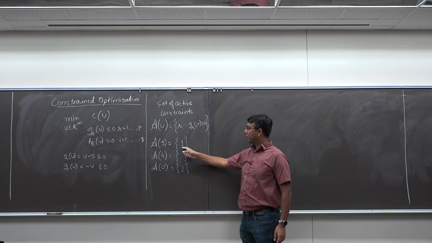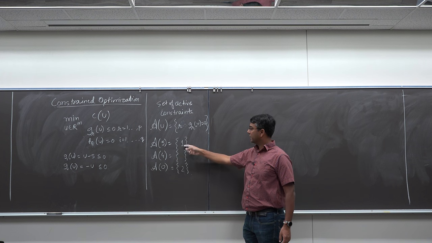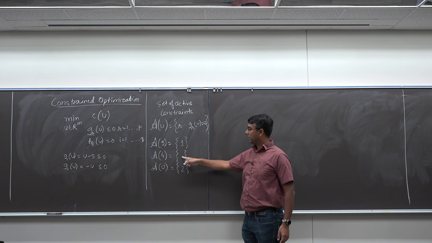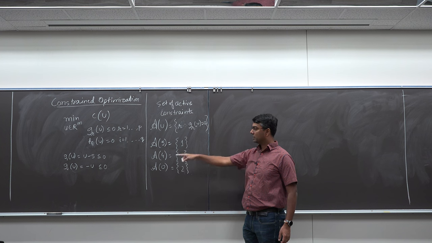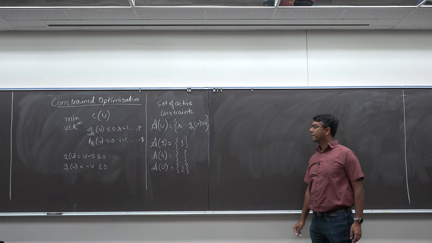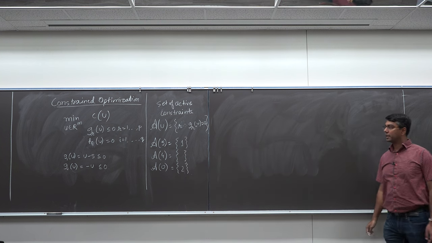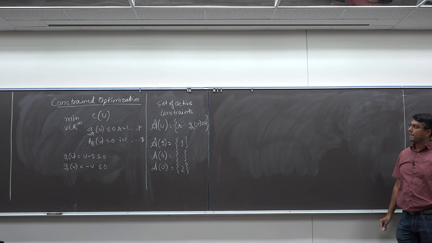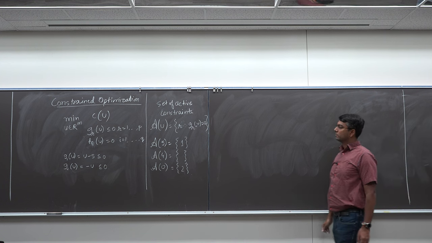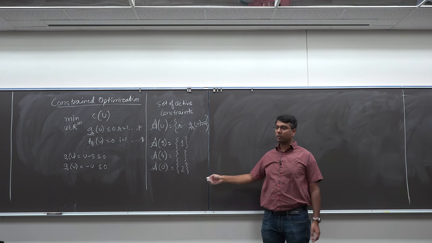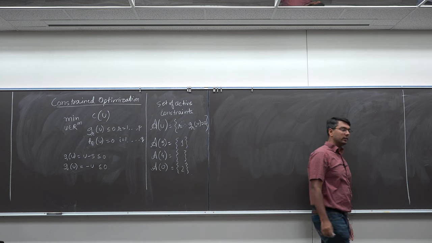So A of 5 is only 1 because only the first inequality is active. At 4, none of the inequalities are active. At 0, only the second inequality is active. All the other inequalities are inactive. Okay, is this concept clear? Set of active constraints.